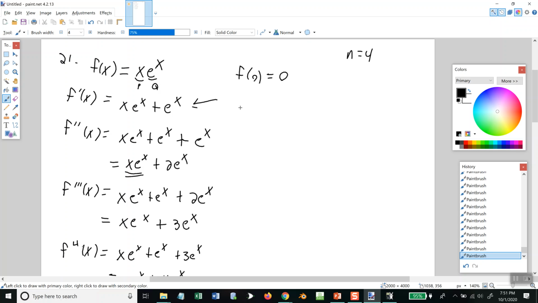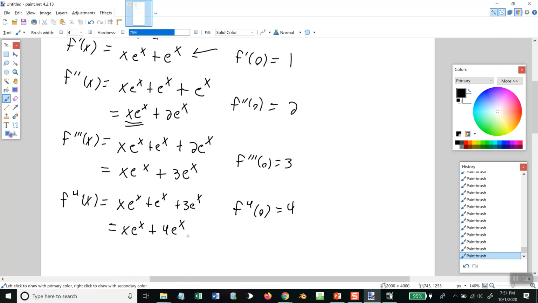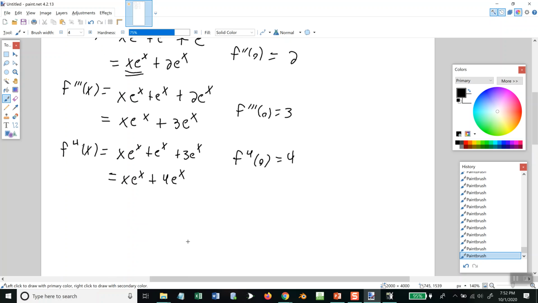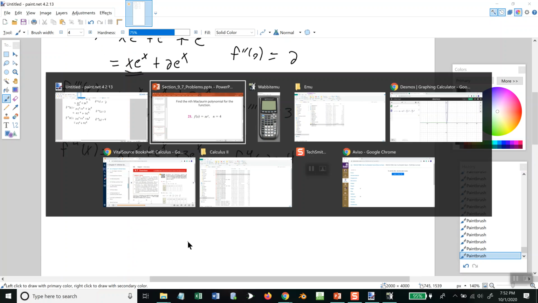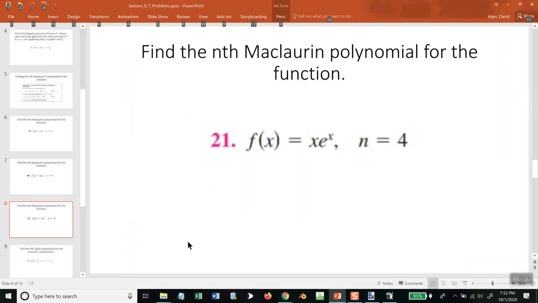So f of 0. If I plug 0 in here, I get e to the 0, which is 1. My second, if I plug 0 in, I've got 2 times e to the 0. E to the 0 is 1. That's 2. This will be 3. This one will be 4. And is that my last one? That's my last one. Okay. That actually came out super nice.